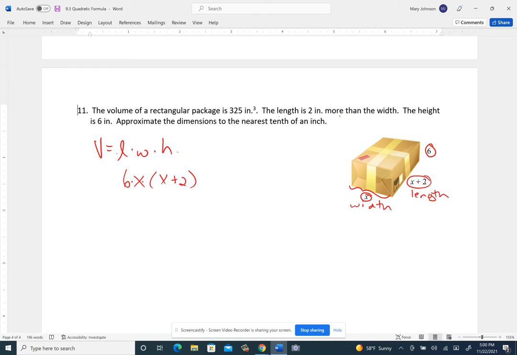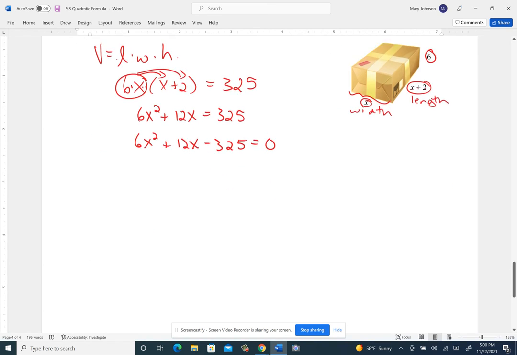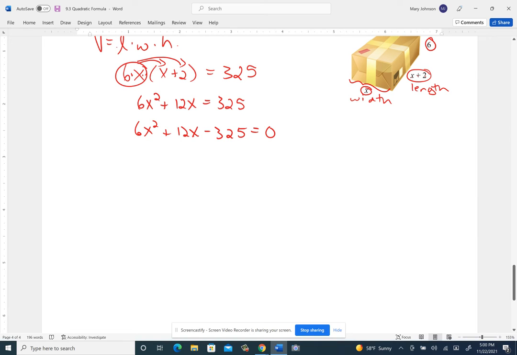But don't we know that that volume is supposed to turn out to be 325 cubic inches when we're finished? Okay, so what I'm going to do is distribute the 6x. That would give me 6x squared plus 12x. Then I'm going to subtract the 325 to get it equal to 0. And then, this might be factorable, but there's no way in the world I'm going to try to factor that because 6 has a lot of possibilities and 325 is just too big for me to think through. So I'm just going to use the quadratic formula.